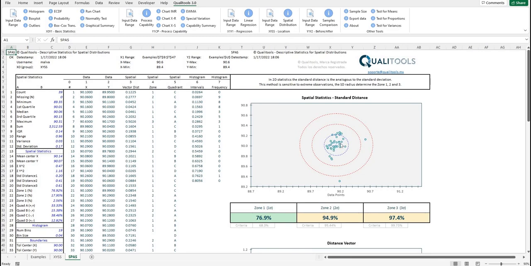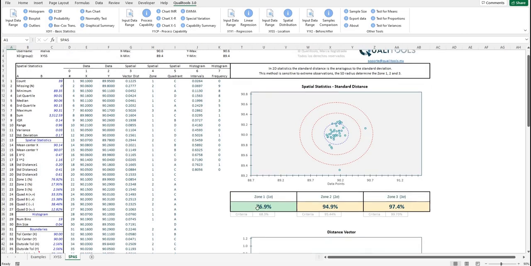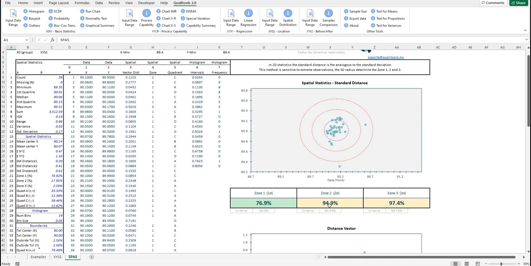can visualize the data or observations in green and concentric circles that represent the zones. In this template, each zone is a multiplier of the standard distance. In the bottom part, Qualitools show us the percentage of observations inside of each zone.